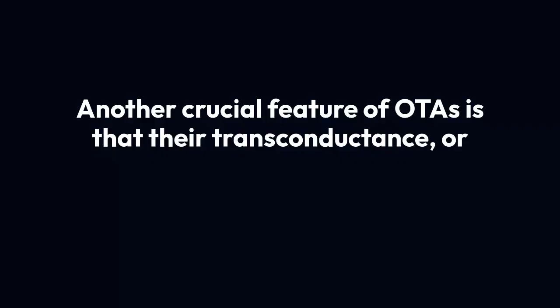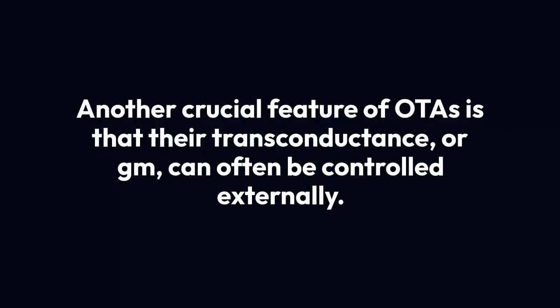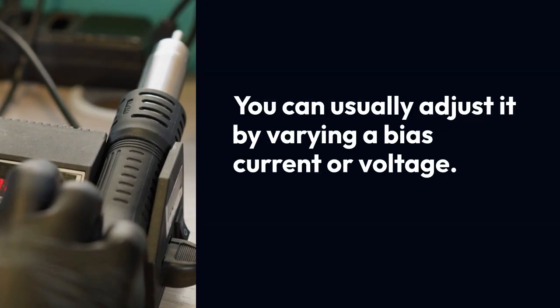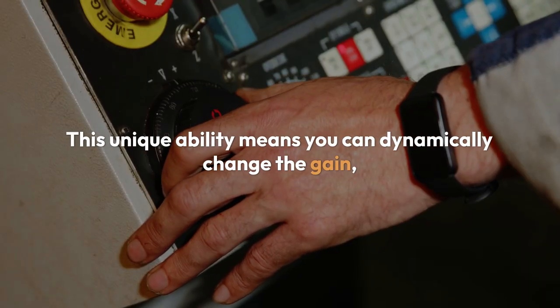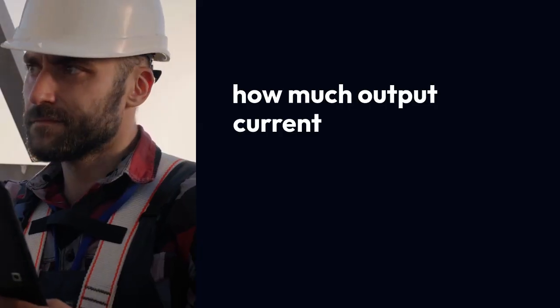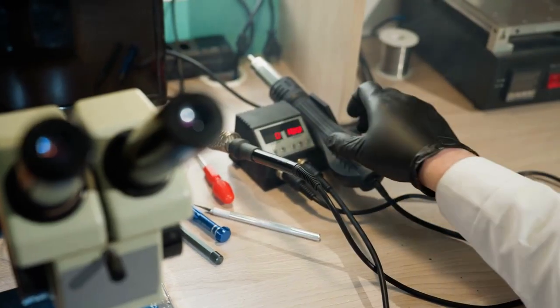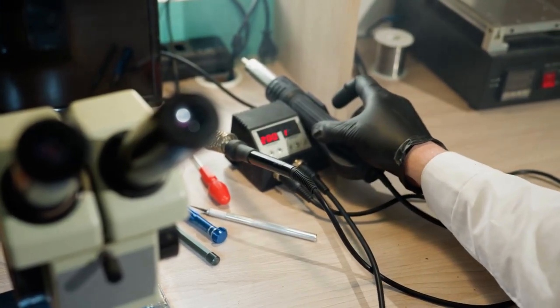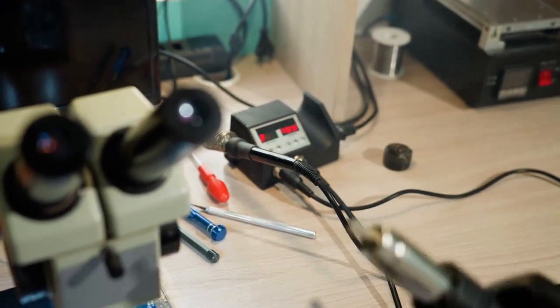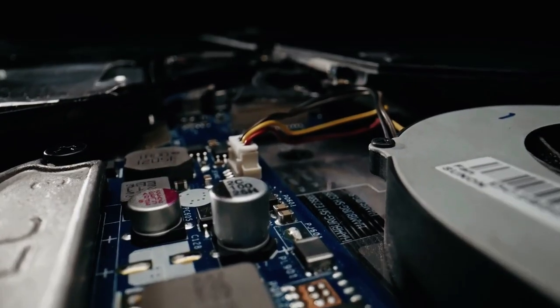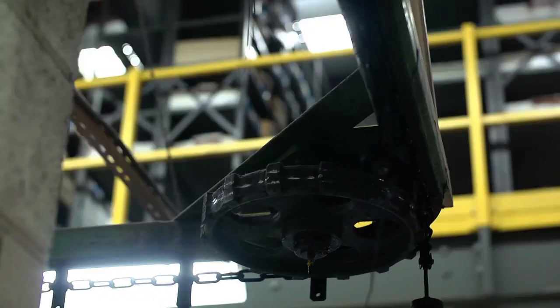Another crucial feature of OTAs is that their transconductance, or GM, can often be controlled externally. You can usually adjust it by varying a bias current or voltage. This unique ability means you can dynamically change the gain, how much output current you get for a given input voltage, of the OTA. This makes OTAs incredibly versatile for applications where you need voltage-controlled functions. For example, they are widely used in voltage-controlled filters, voltage-controlled oscillators, automatic gain control circuits, and analog multipliers.